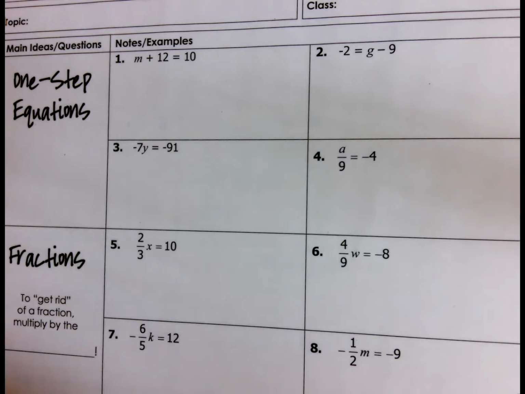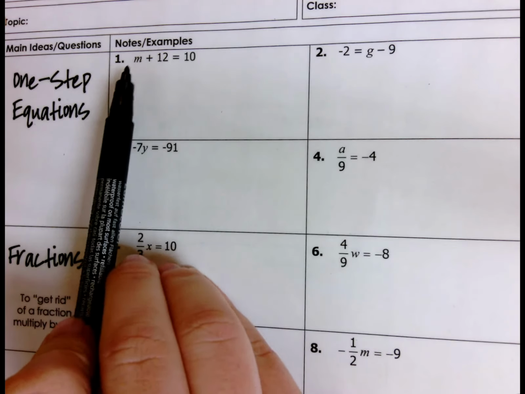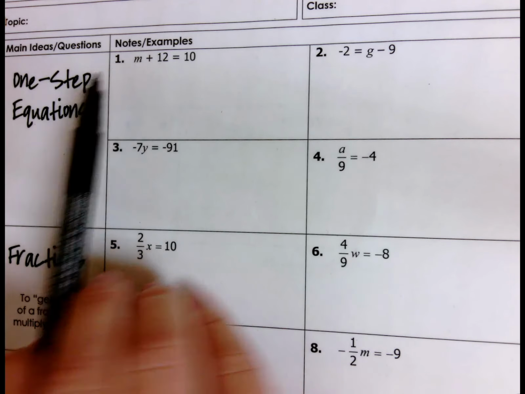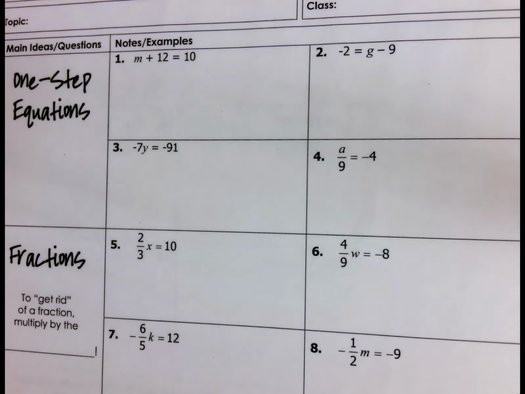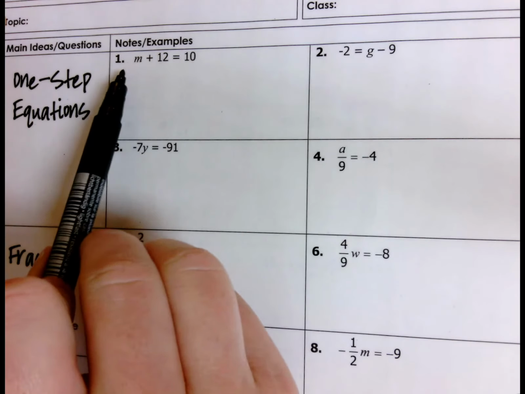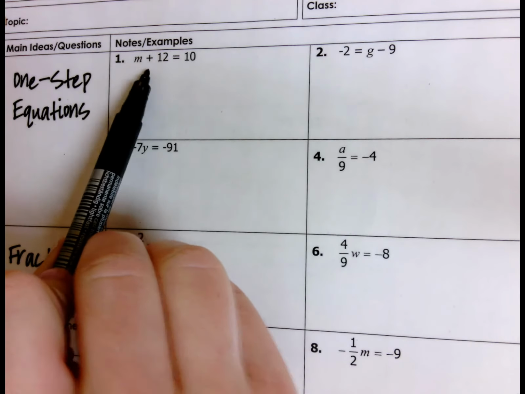So remember that our goal is we have an unknown here, and we want to get the unknown by itself on one side of the equal sign and get all the other constants over on the other side so that we can find out what the value of that variable is. We want to know what that is equal to. So right now we have m is added to 12.